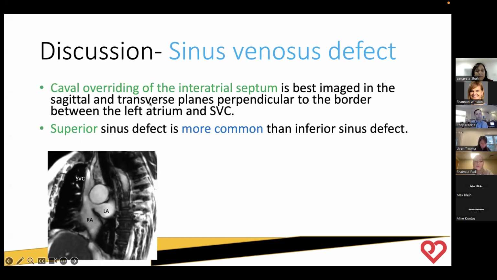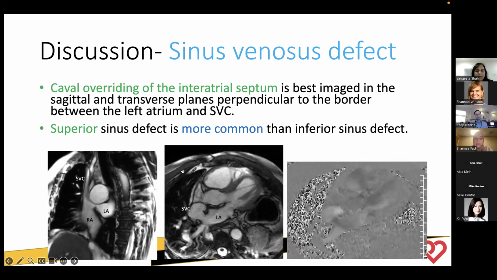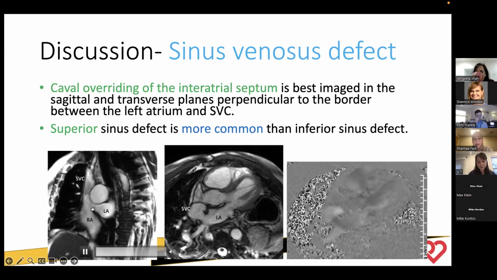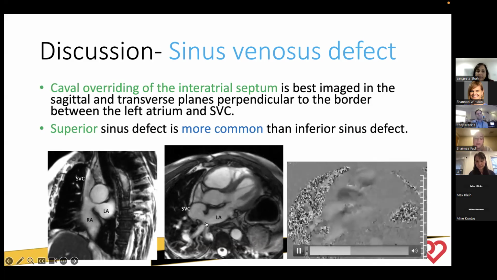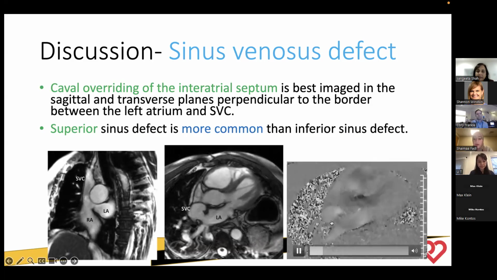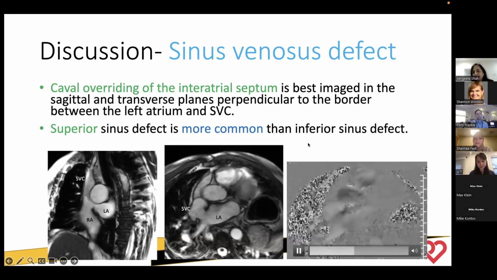Sinus venosus defect, just a quick overview. It's when the superior vena cava or inferior vena cava overrides the interatrial septum because of a deficiency of the posterior wall. It's best imaged in axial or transverse planes and sagittal planes as well. The superior defect, which is from the lower deficiency of the wall of the SVC, is more common than the inferior defect related to the IVC. Flow images can be helpful, sometimes showing flow across the interatrial communication, with the flow coming between both atria.